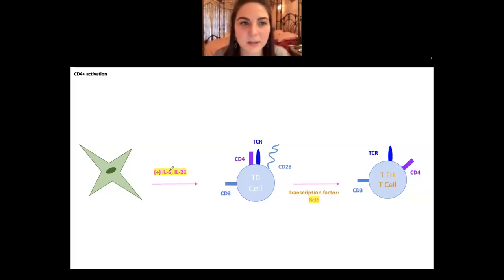And then lastly, we have IL-6 and IL-21. If we have IL-6 and IL-21, it's going to upregulate BCL6. So that's kind of nice, maybe a little bit. And that's going to give you your follicular helper T cell, so TFH.